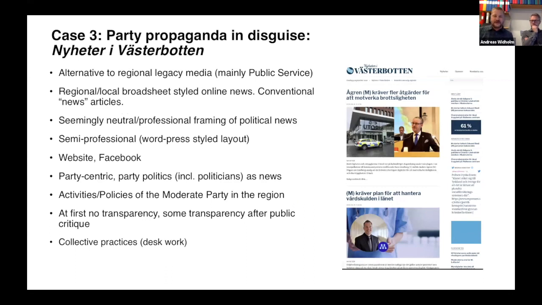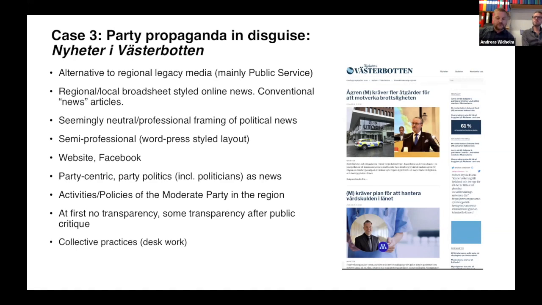Our third case is the newspaper Nyheter i Västerbotten. It's produced by the Moderate Party in the region of West Bothnia. The Moderate Party is the second largest party in Sweden, a liberal conservative party, former party in government. This newspaper was launched as an alternative to regional legacy media, mainly public service, and the main broadsheet in the region, Västerbotten-Kuriren. It has an official publisher, which is an MP for the Moderate Party.